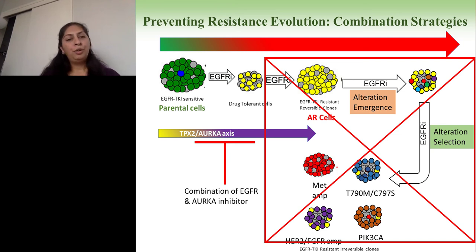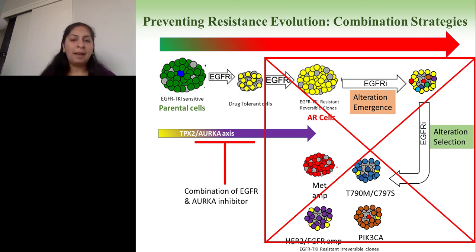So what I have told you so far is the strategy, how resistance is a prevalent problem and how it happens in the case of EGFR TKI cells. So when you take the parental cells, which are EGFR TKI sensitive, and you give them the EGFR TKI, there is a formation of drug tolerant cells. And these drug tolerant cells ultimately form the acquired resistant cells. What we saw is that in these cells, the TPX2 and AURA kinase axis is upregulated. And ultimately, these cells acquire additional alterations because they are highly genomically unstable.